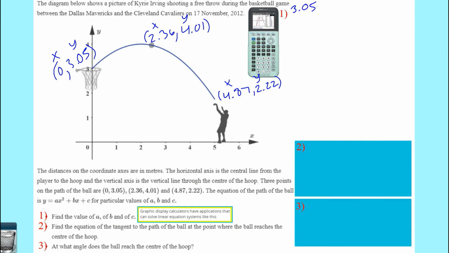So we're going to replace y with 3.05 equals a times 0 squared plus b times 0 plus c. Well, that's really nice to see because we get 3.05 is c. Great, so we've already got one of our variables done. All right, so now we plug in the next point, 2.36, 4.01. All right, so the y is 4.01.